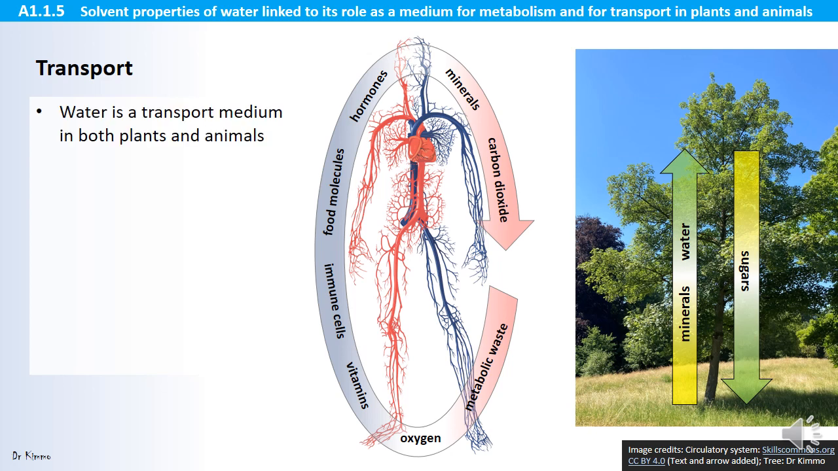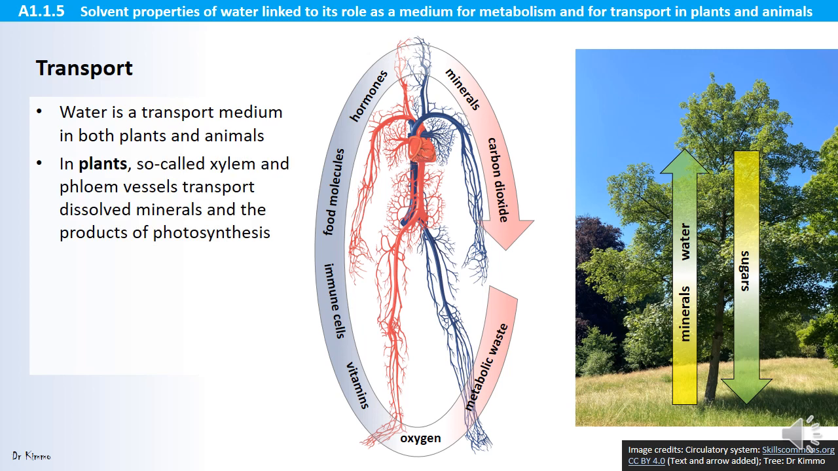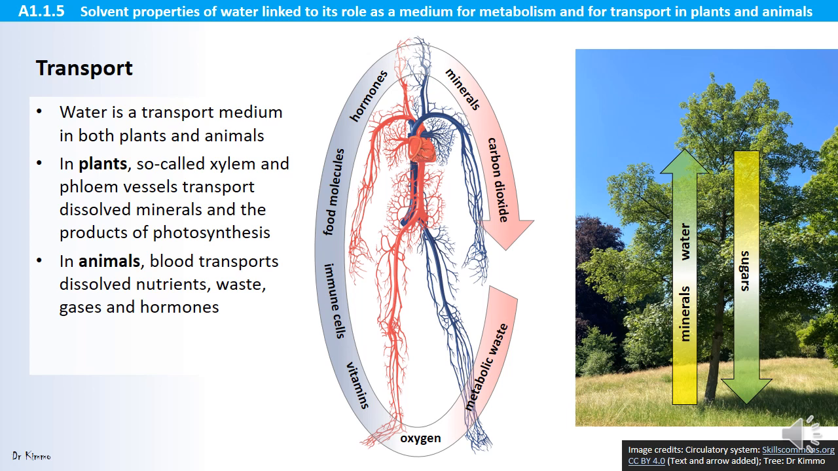Transport. Water is a transport medium in both plants and animals. In plants, so-called xylem and phloem vessels transport dissolved minerals and the products of photosynthesis. In animals, blood transports dissolved nutrients, waste, gases, and hormones. Blood also transports blood cells.